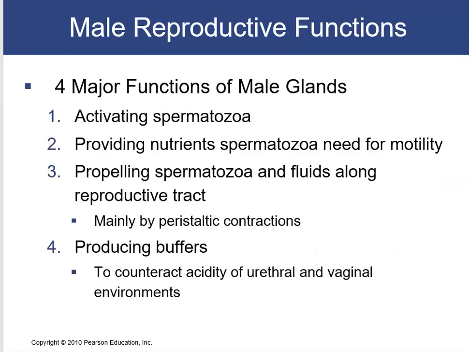Next, we are going to look at various accessory glands associated with the male reproductive tract. The functions of these glands is to activate the spermatozoa. They also provide nutrients for the spermatozoa that they're going to need ultimately for motility. Also, the sperm can be stored for many months, and they have to be fed during this time. These accessory glands also help to propel the spermatozoa and fluids along the reproductive tract through peristaltic contractions. And they also produce buffers. This helps to counteract the acidity of the urethra as well as the vaginal environment.